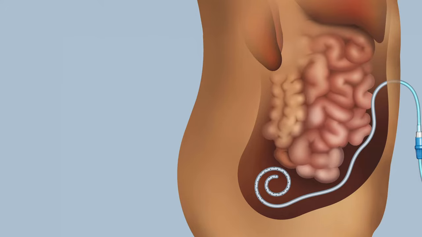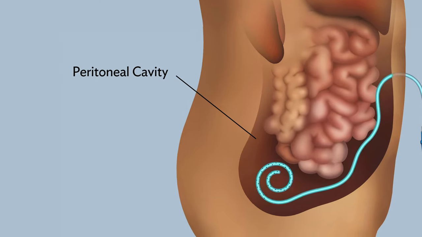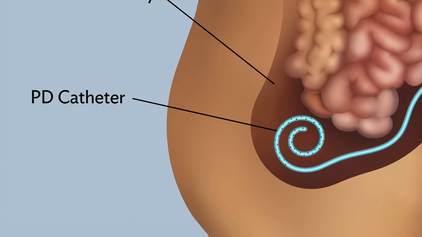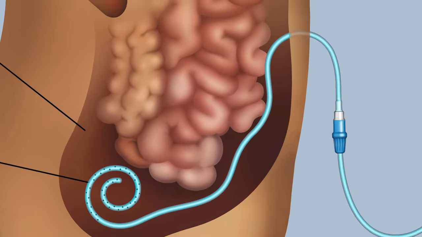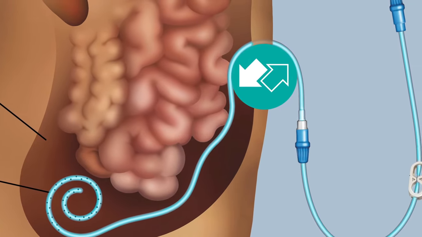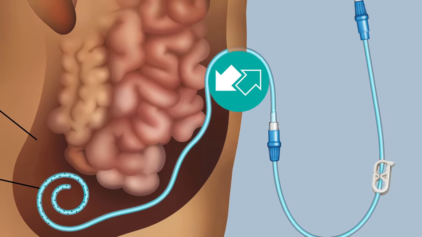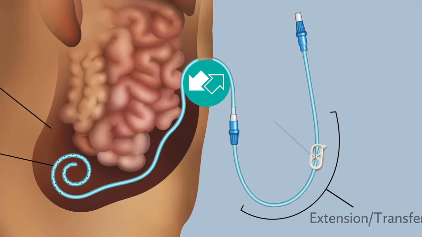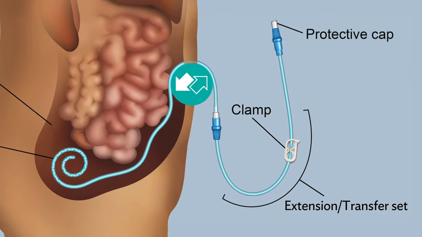With PD, your blood is filtered naturally through many tiny blood vessels in the lining of your abdomen, called the peritoneum, and no needles are used. Using a peritoneal catheter, a flexible hollow tube that's surgically placed in the abdomen, dialysate fluid enters and exits your body, helping to remove toxins and excess fluid from your body. A piece of tubing easily covered by clothing remains outside your body.